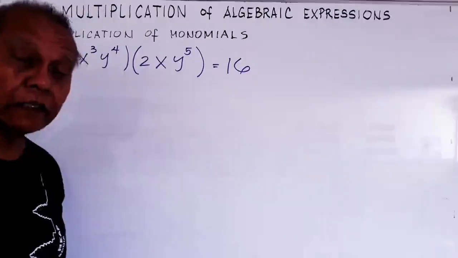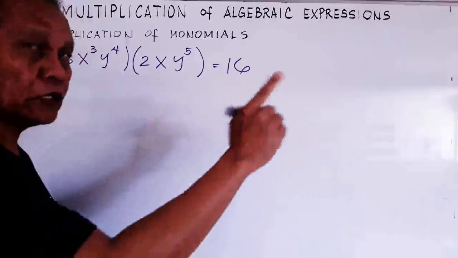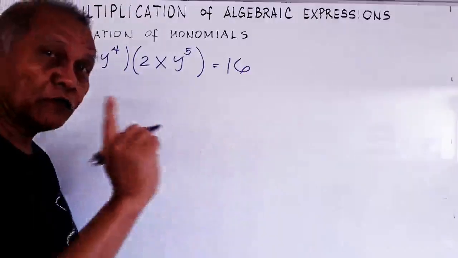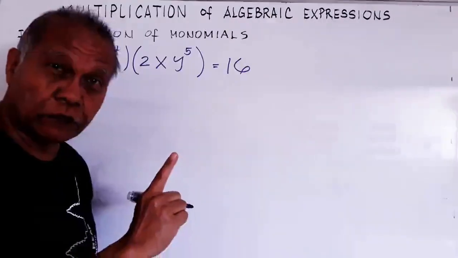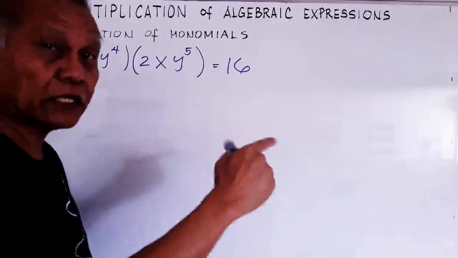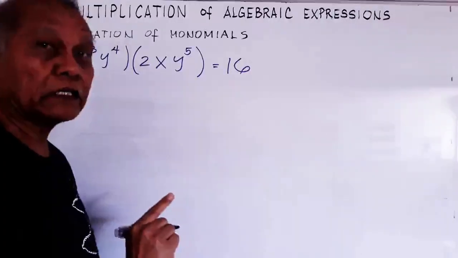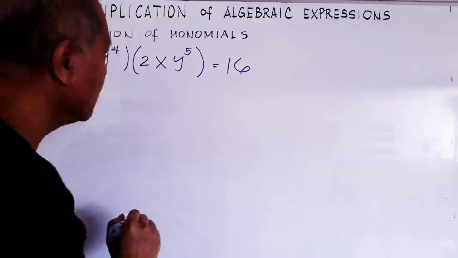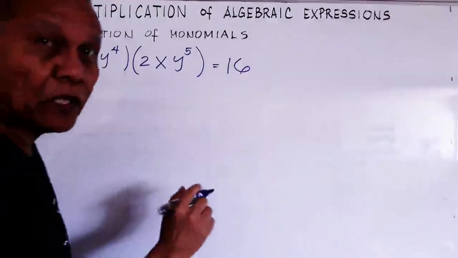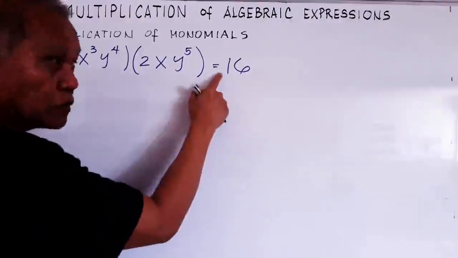Careful of the sign. If we have same signs, positive and positive, it is positive. If we have negative times negative, it is positive. But if we have different signs, one is positive, the other one is negative, the answer of the product is negative. So here we don't have any problem because we have positive and positive. So the answer is positive.